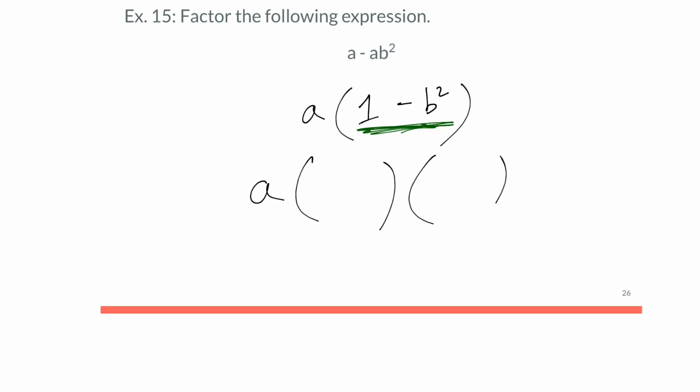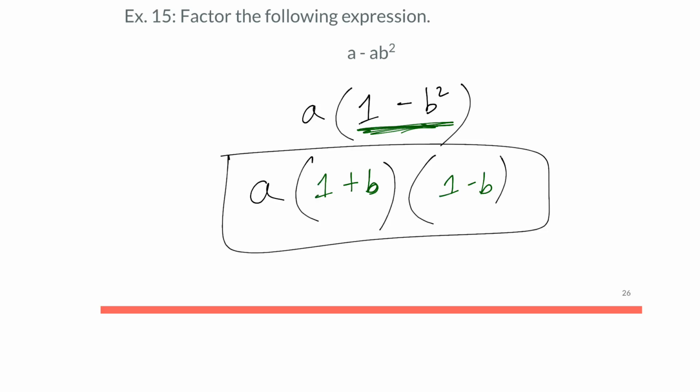Andre, what do you think? A, 1 minus b, and then 1 plus b, and then 1 minus b. Oh, you're talking about the two brackets. Okay, all right, I'll take that. 1 plus b and 1 minus b. Great. In other words, the a in this case is 1, and b is, well, b. And that would be the factored form for that example.